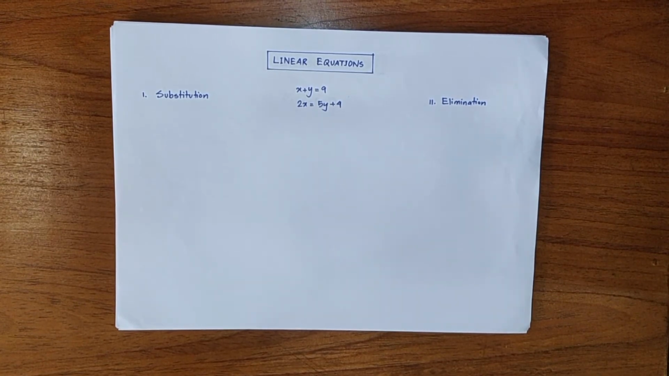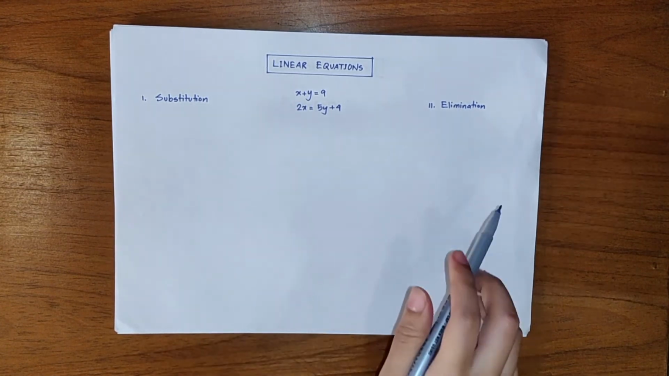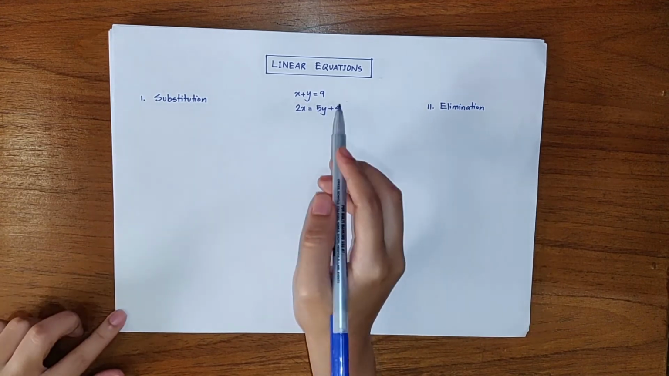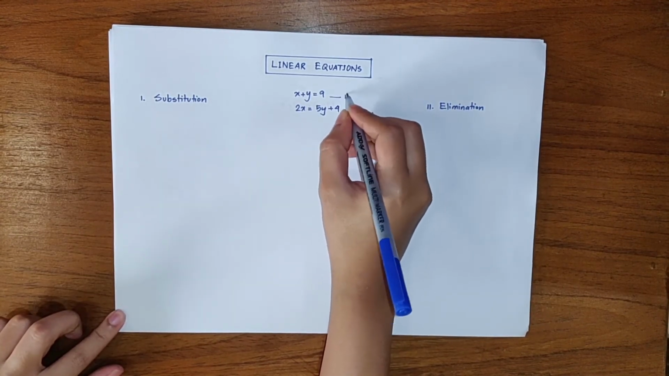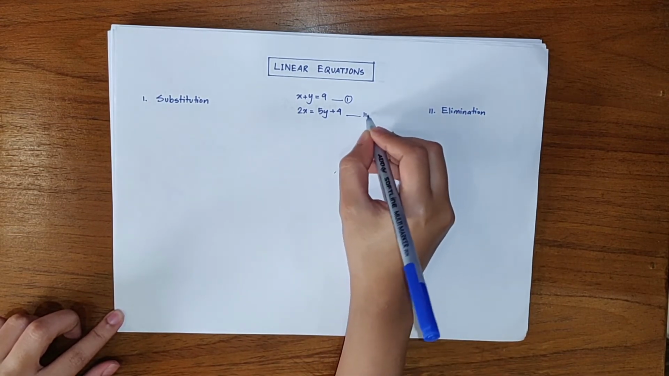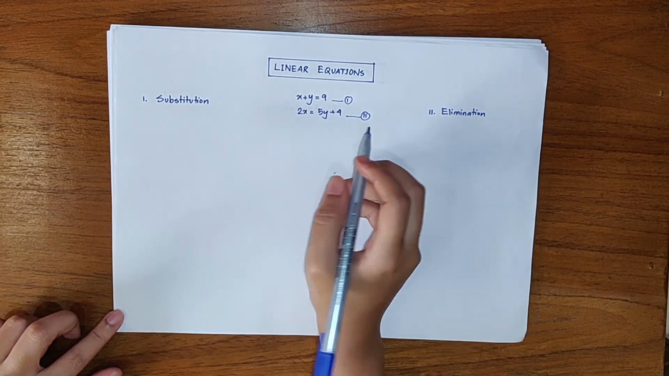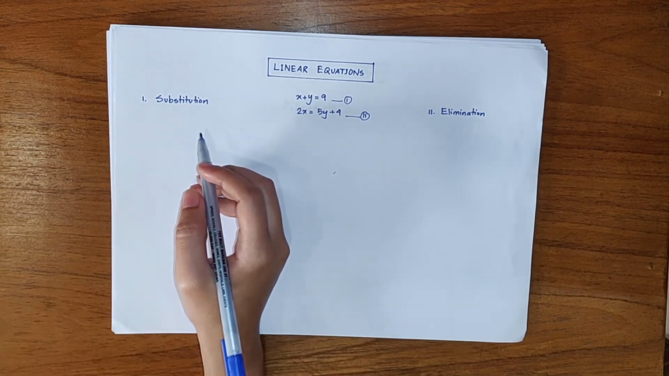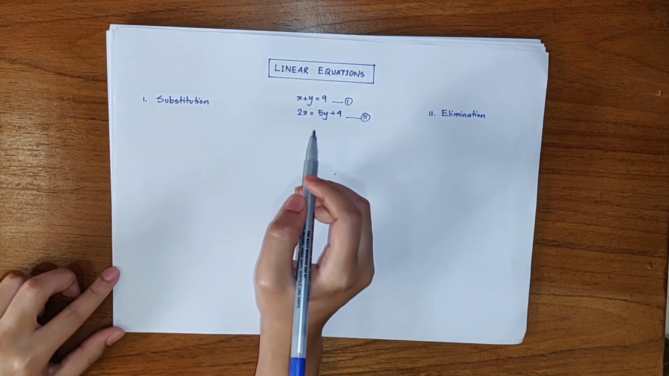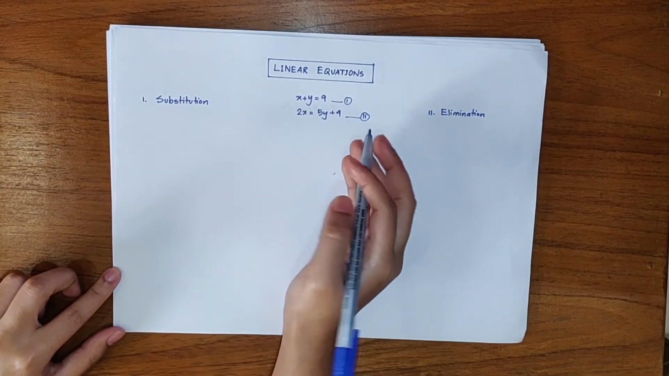If you have two or more variables in the equation, you can use either substitution or elimination to find the value. Let's say you have two equations, x plus y equal to 9, this is equation 1, and 2x equal to 5y plus 4, this is equation 2. And you have to find the values of x and y. Now first let's see the substitution method. Now in this method, one equation is manipulated to express one variable in terms of the other.